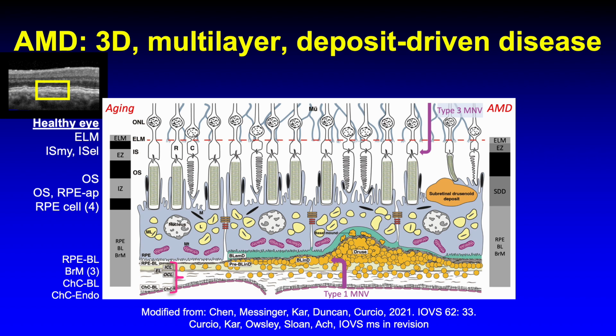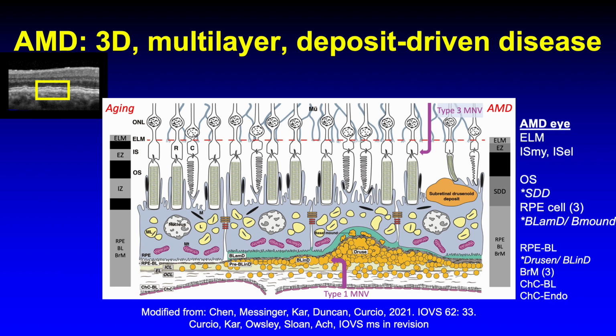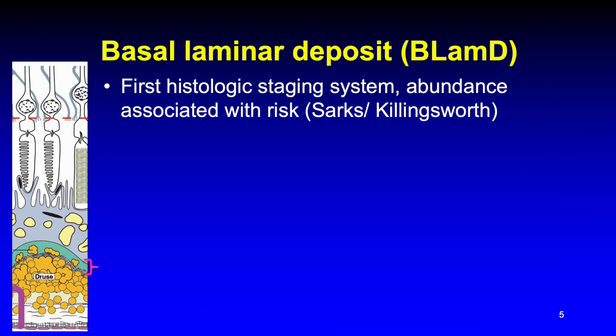Layers are added representing the extracellular deposits, SDD between the photoreceptors and the RPE, basal laminar deposit between the RPE and its native basal lamina, and drusen and basal linear deposit, 2 forms of the same material between the RPE basal lamina and the inner collagenous layer of Brooks membrane.